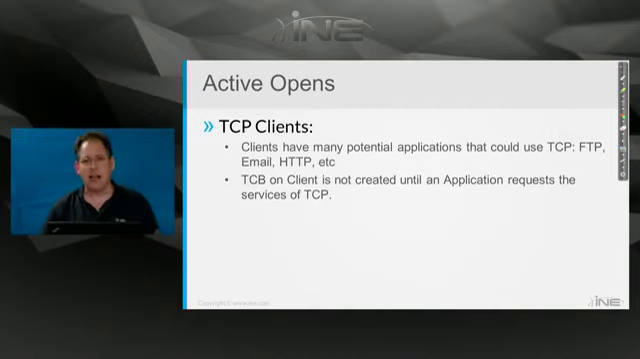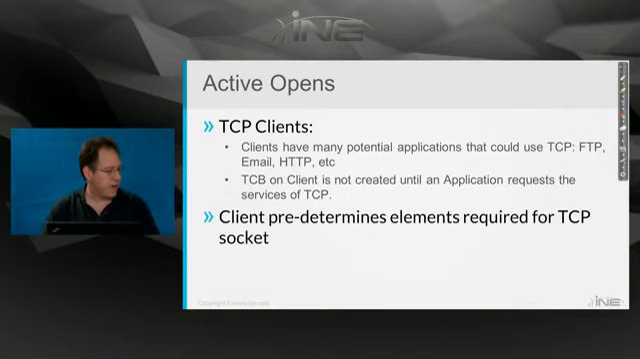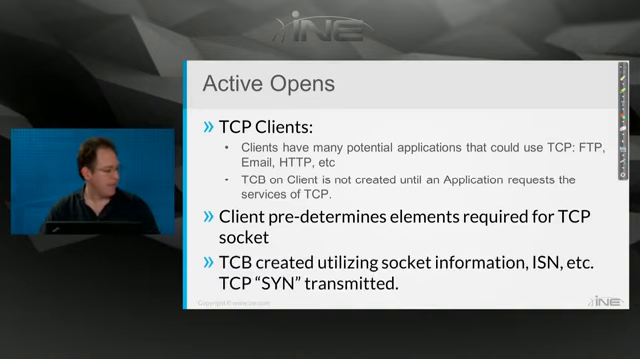So on your client, the transmission control block is not going to happen until an application says, I need it. Okay? And then at that point, like I mentioned, the client is going to predetermine the elements required for that socket. And we talked about what that socket is. And then the transmission control block is going to be created utilizing that socket information.